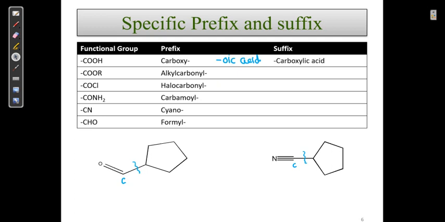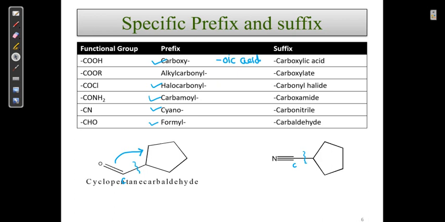Sorry, but here this is a carboxylic acid, carboxylate, halocarbonyl or carbonyl halides, carboxamide, carbonitrile, carbaldehyde. These are the suffixes, and in case of prefix, we have carboxy, alkyl carbonyl, halocarbonyl, carbamoyl, only cyanide and formyl. This prefix and suffix you have to use in the two positions only. This carbon containing functional group attached directly on an aliphatic cyclic ring. So name of this compound is pentane, my word root.